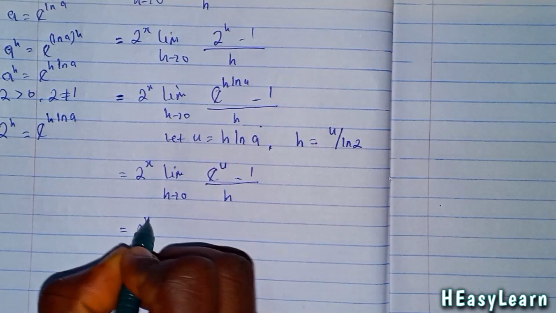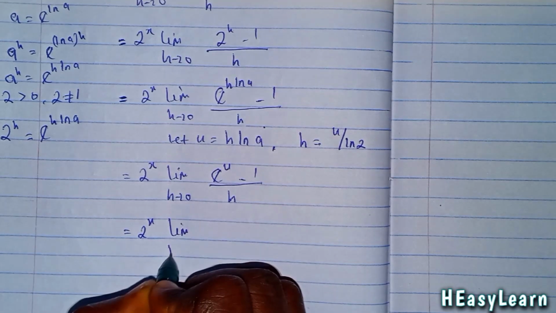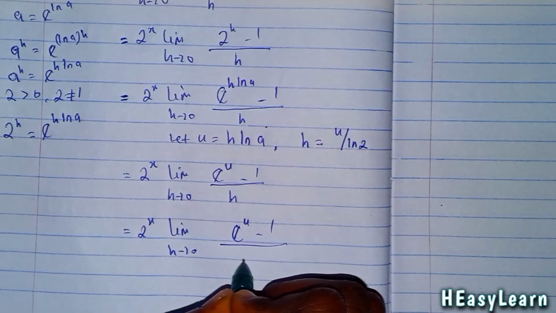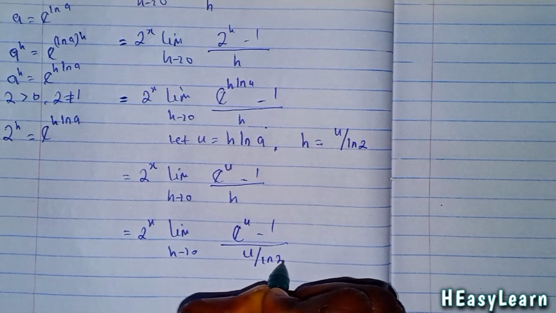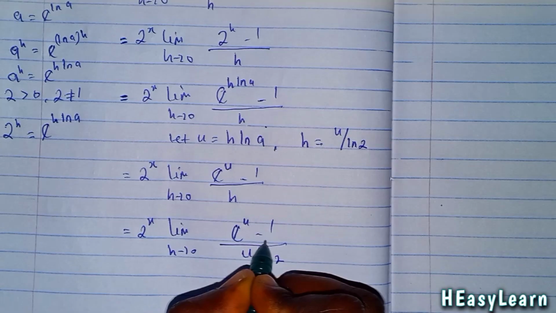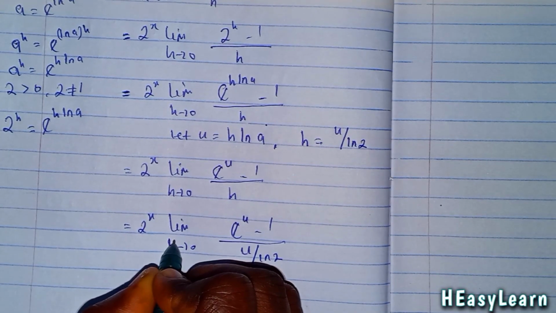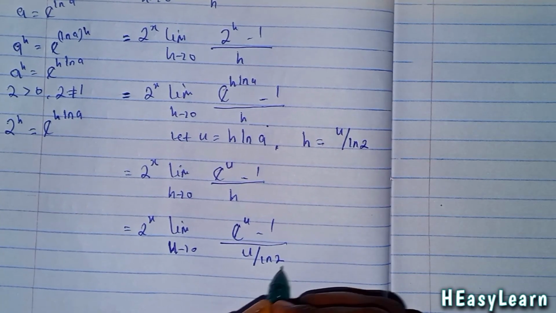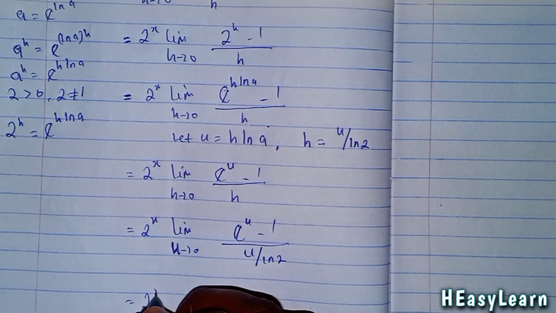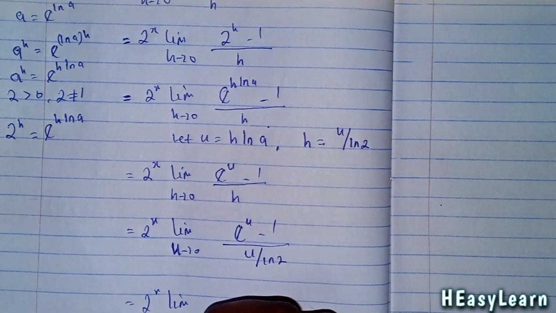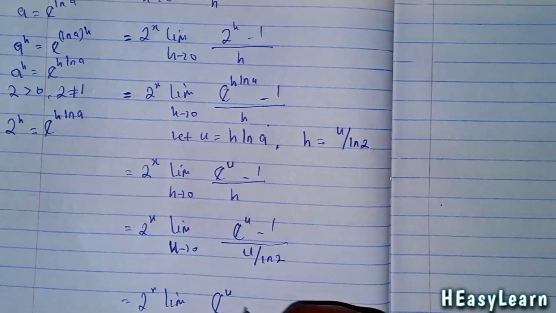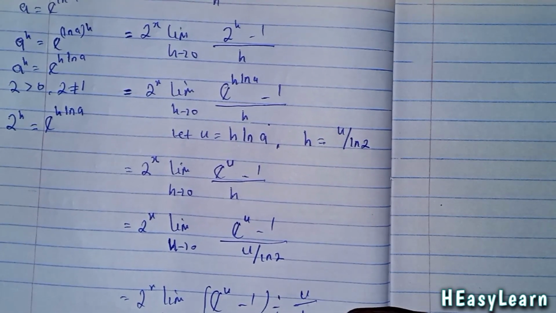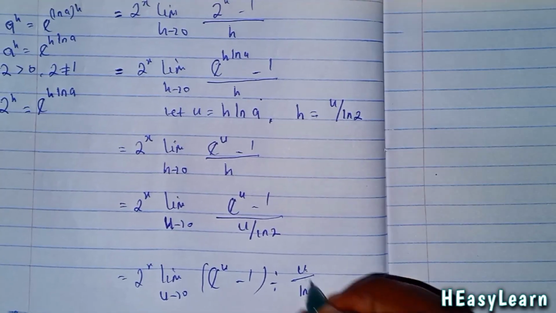This is the same thing as 2 to the power of x, the limit as h approaches 0 of (e^u minus 1) over (u over ln 2). Everything has been changed to u here. Now it will be the limit as u approaches 0 of (e^u minus 1) over (u over ln 2). This is the same thing as 2 to the power of x, the limit as u approaches 0 of (e^u minus 1) divided by (u over ln 2).